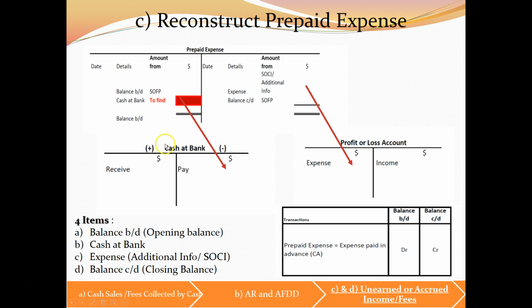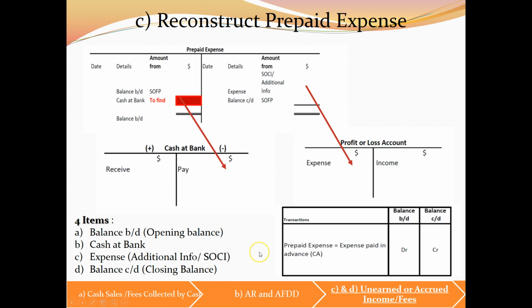Okay, so the next thing is to know where to write our cash at bank. So when we pay, cash at bank is on the credit. That's why prepaid expenses will debit. And expense from SOCI has to transfer to profit and loss. That's the reason expense will be here. So debit, profit and loss, credit, prepaid expense. So understand from this information where you begin.